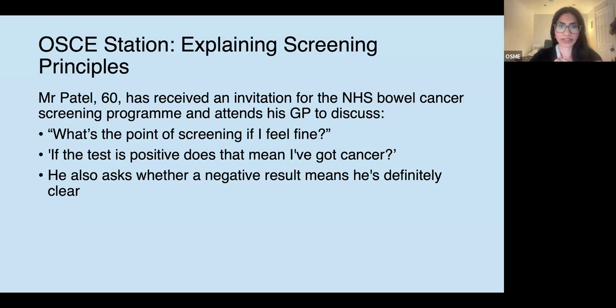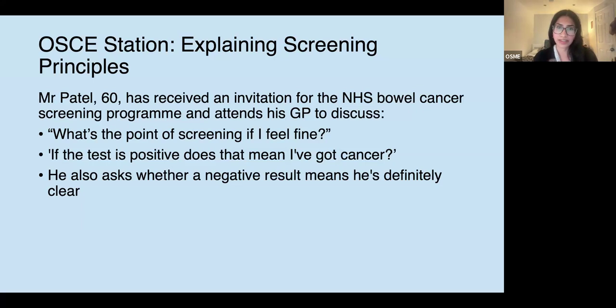All right, so for the first one, he's asking about what's the point of screening if he feels fine, he has no symptoms. And here we need to understand the principles of screening itself. Essentially, all screening happens in asymptomatic individuals. If they've got symptoms, we're going to be investigating them, as per typical pathways. But population level screening is by nature in people who don't have anything to present with. And the purpose of this is to detect cancers at their earlier stages or at their most treatable stages, essentially.